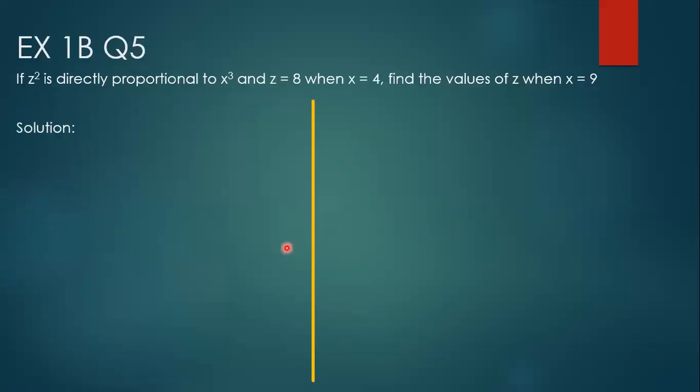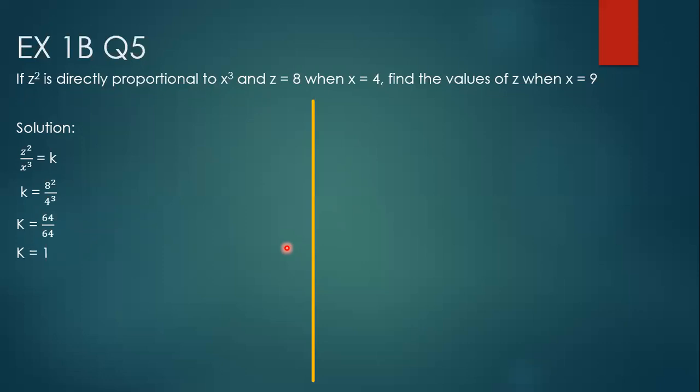Next question. If z square is directly proportional to x cube and z is 8 when x is 4, find the value of z when x is 9. So since z square is directly proportional to x cube, you can write it as z square upon x cube is equal to k. Replace z with 8 and x with 4. So you'll get 64 upon 64. That means k will be 1.